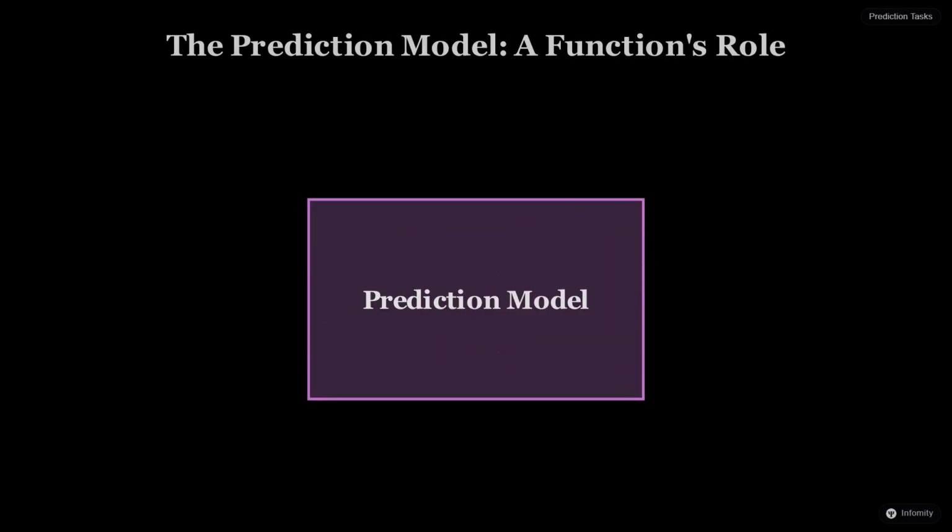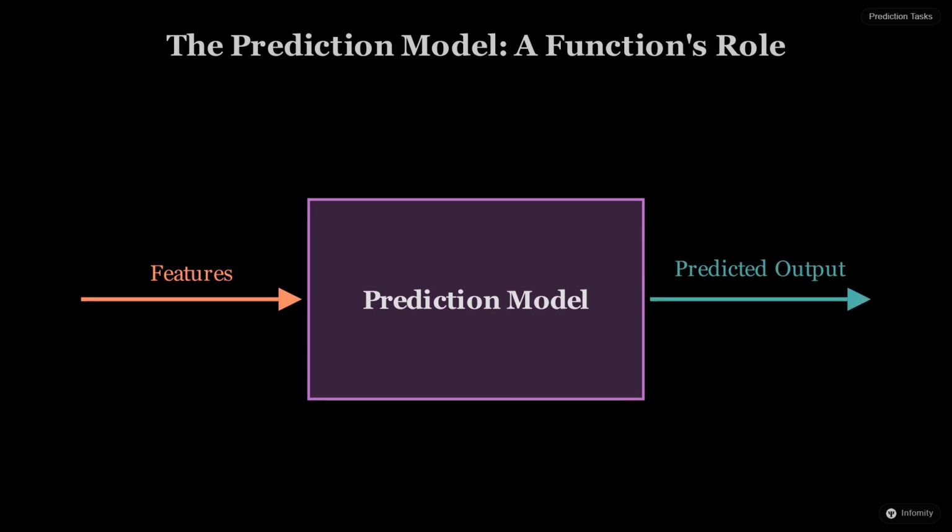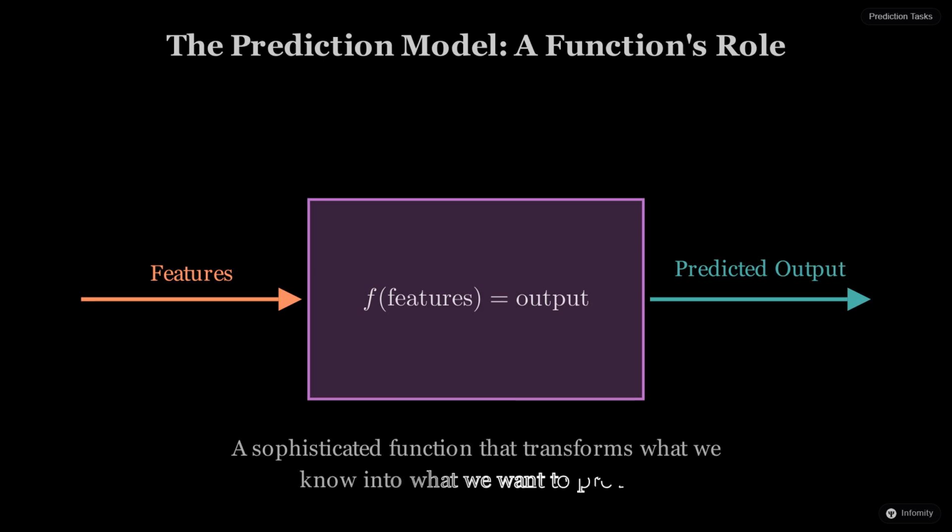The prediction model itself is essentially a sophisticated function. It takes all the input features we provide, processes them, and then generates the predicted output. For now, you can think of it as a black box that performs complex calculations. Its purpose is to learn the underlying relationship between the features and the output from past data. This function can be a simple linear equation or an incredibly intricate neural network, but its fundamental role remains the same: to transform what we know into what we want to predict.